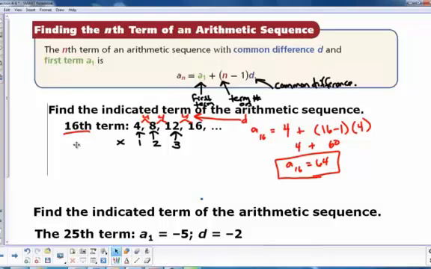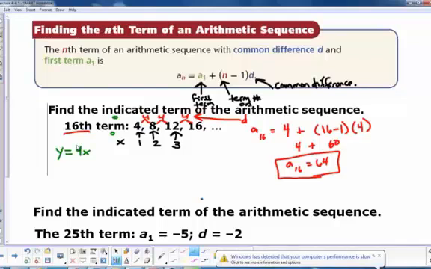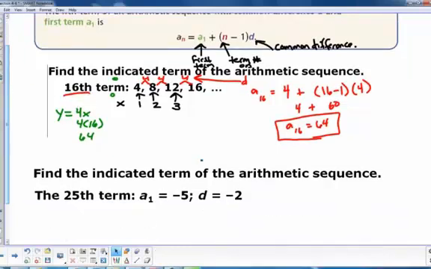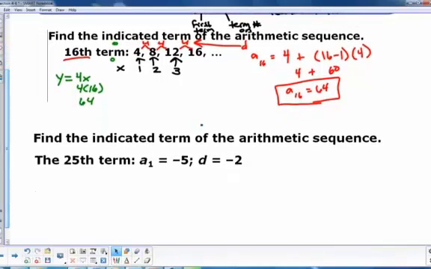If you want to think of this as a linear equation, 0 would give you 0. So our equation would be y equals 4x. And if you plug 16 in there, 4 times 16 is 64. So you get the same thing. This is just using sequencing. It's supposed to be easier. There's geometric sequences also, so you do need to understand how to do this with the sequencing.